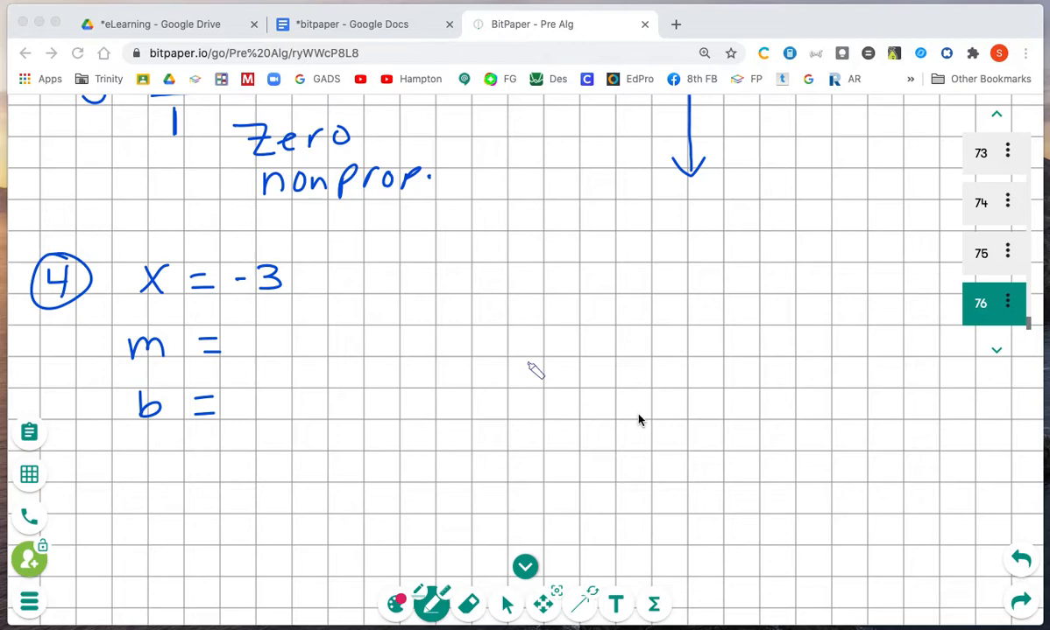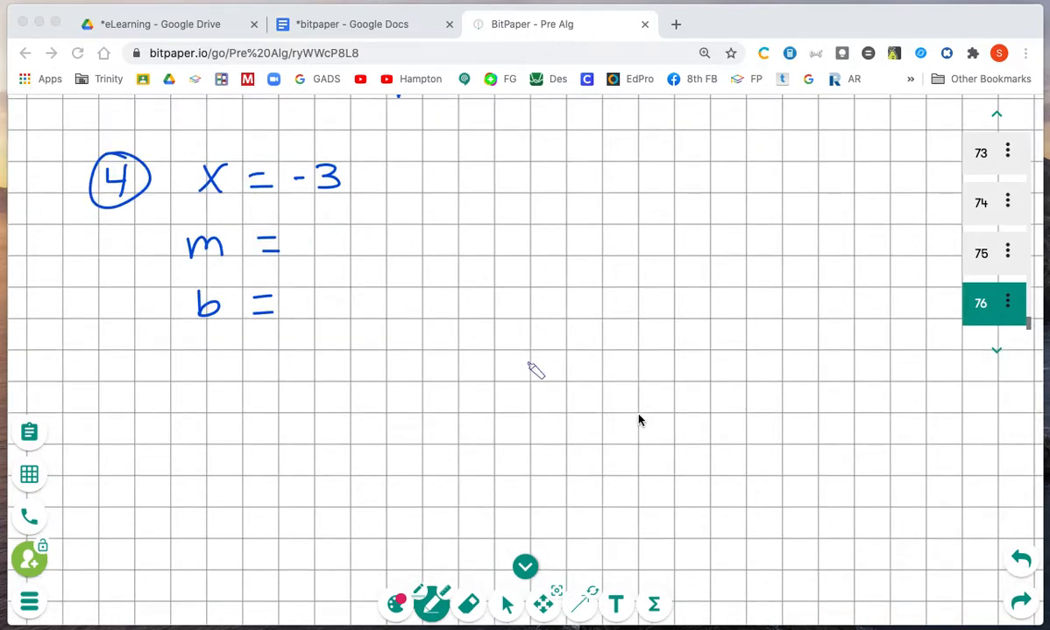All right, let's take a look at number 4. You'll notice that we don't have a y. So this one's special because we're going to need to put in a table. This is x and this is y. I'm told what my x equals, so that's going to be negative 3, negative 3, negative 3.